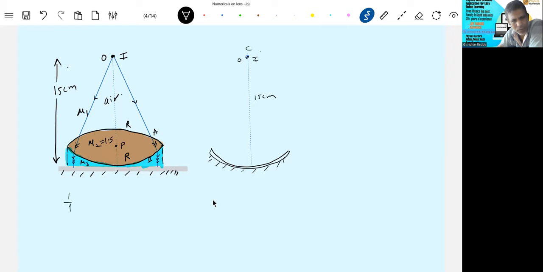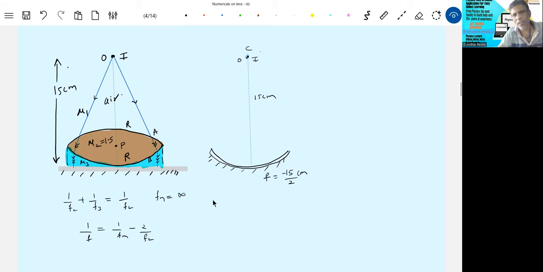So 1 by F2, 1 by F3 will be equal to 1 by FL. Focal length of the mirror is infinity. Then 1 by F should be equal to 1 by FM minus 2 by FL. This is what they tell. Focal length of this should be equal to 15 by 2. If the object is at the center of curvature, the image will be at the center of curvature only.